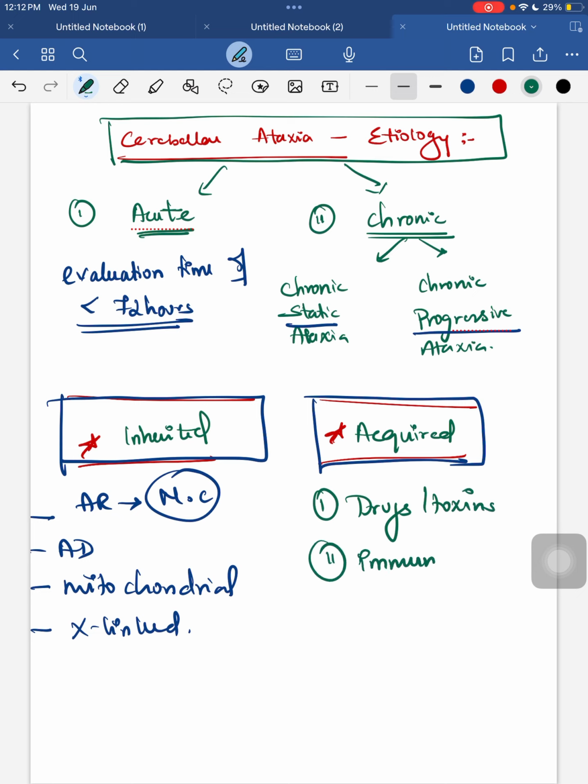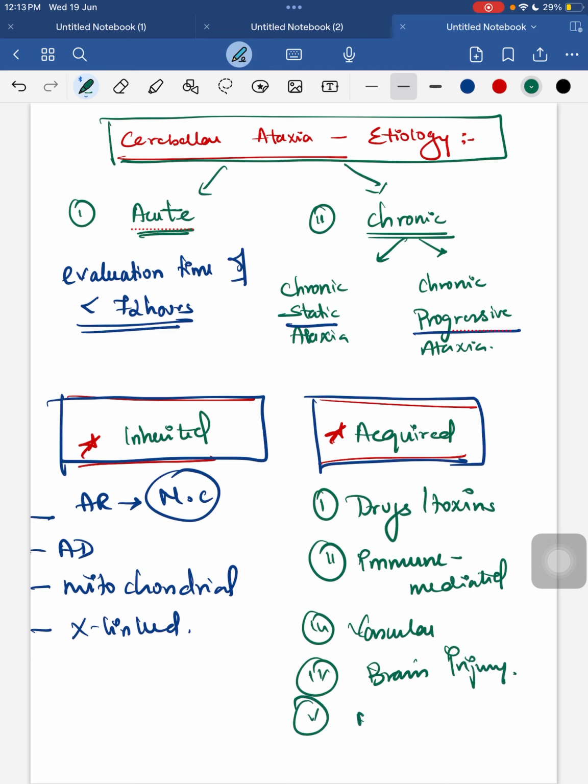So we have seen the definition of acute ataxia, that is, ataxic symptom evolution in a time of less than 72 hours is called acute ataxia. What are the possible causes, the etiology behind your acute ataxia? I'll tell the causes and a few important points behind each cause. Okay, first one is your infectious cause.